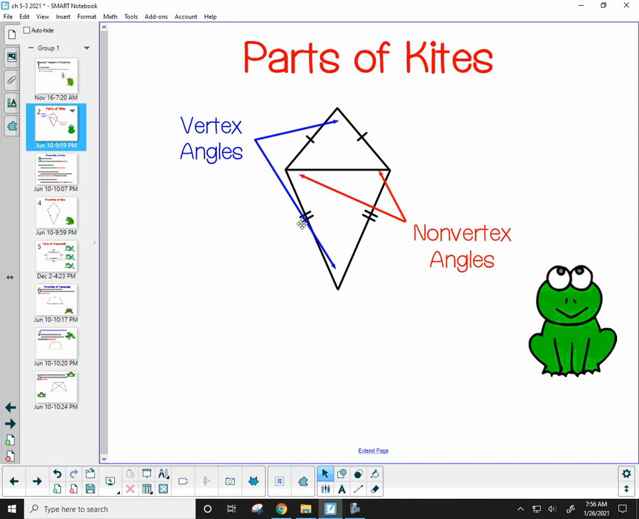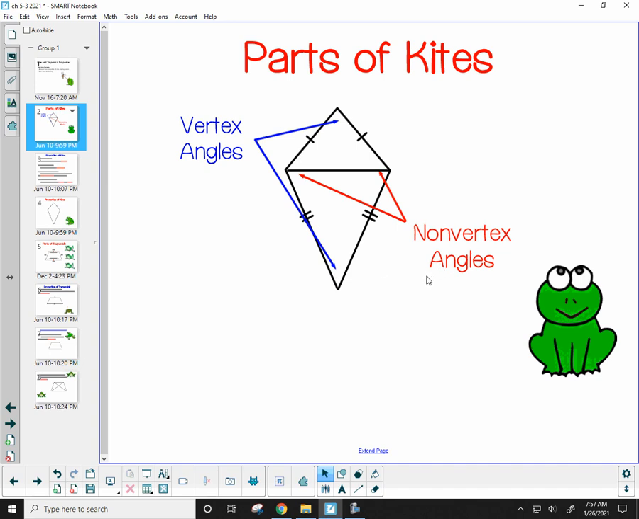Okay, so thinking about that again, let me remove this diagonal for a second. When you have a kite, these angles here between the congruent sides are called the vertex angles. The other two angles are called the non-vertex angles. So if I put this diagonal back in to think about my isosceles triangles, this is the vertex angle of an isosceles triangle. This is the vertex angle of an isosceles triangle. Okay, so that's where these names come from.